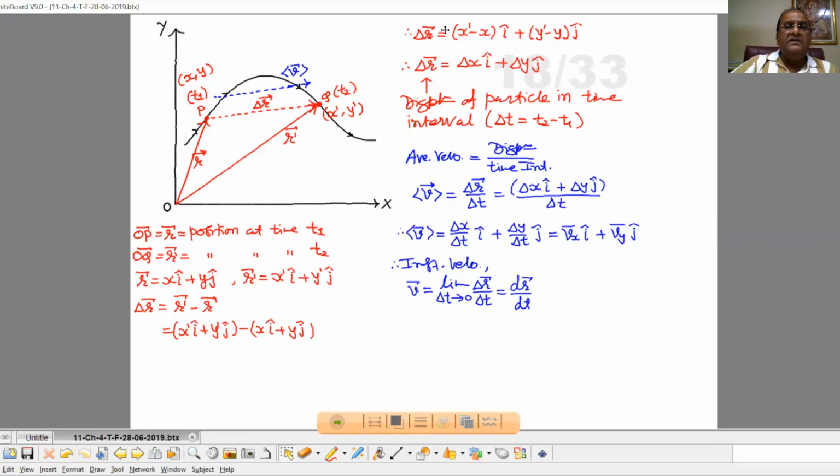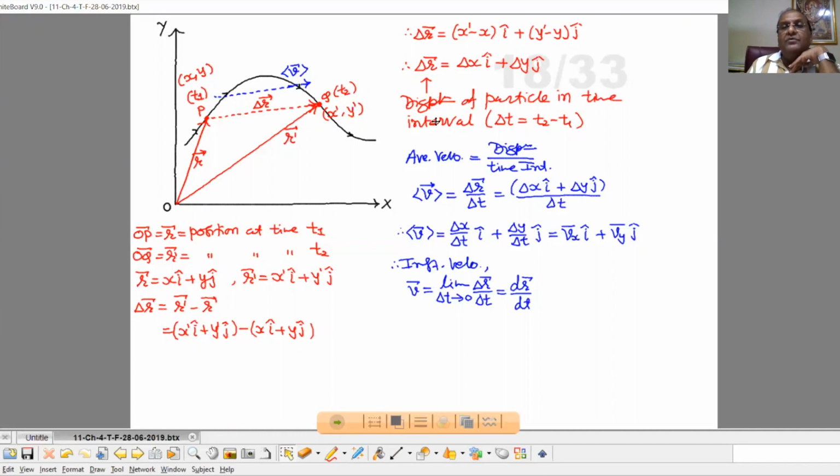Now delta r we can write as (x dash minus x) times i caret plus (y dash minus y) times j caret. So the change in x coordinate is represented by delta x and the change in y coordinate is represented by delta y. So delta r is delta x i caret plus delta y j caret, where delta r is the displacement of the particle in the time interval t2 minus t1.